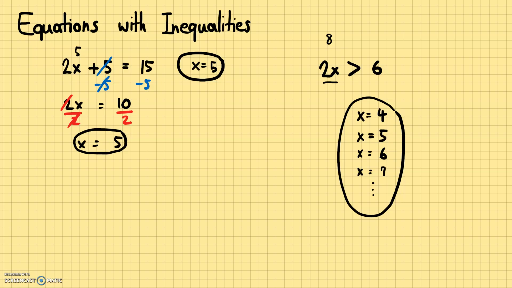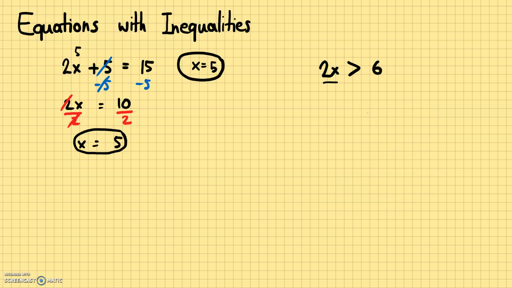Okay, so that's the difference between equalities and inequalities. For inequalities, there are going to be lots of different solutions. And we're going to learn how to find all the possible solutions of an inequality in this video. Now, if you have an inequality like this, 2x is greater than 6, the way you solve for x is actually the same as you would do when there is an equation.